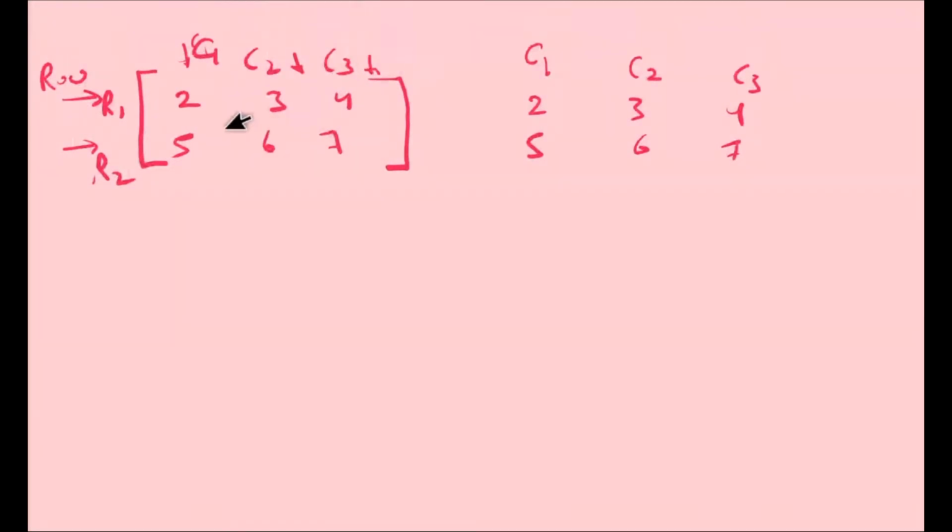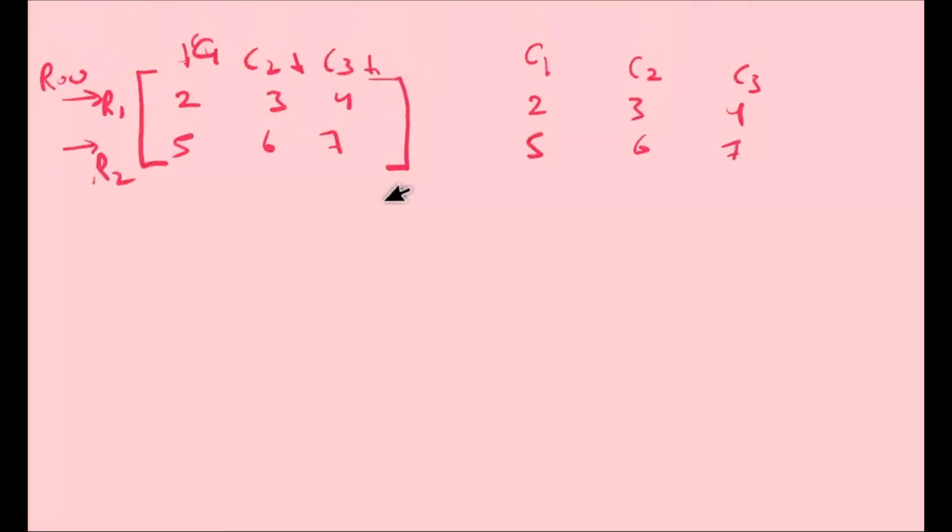The reading method is that you should read it in rows. First preference is the row, not the column. So first I will tell you how many rows are here: 1, 2. And then how many columns are here: C1, C2, C3. There are 3 columns.